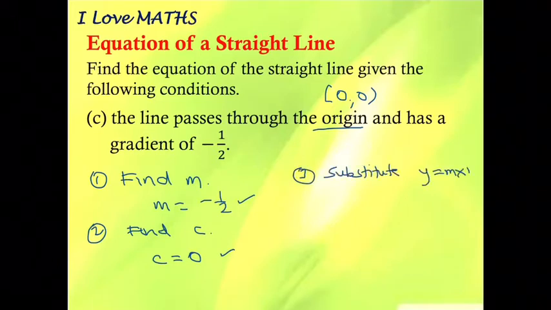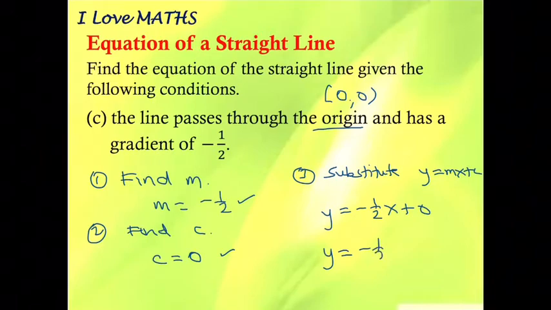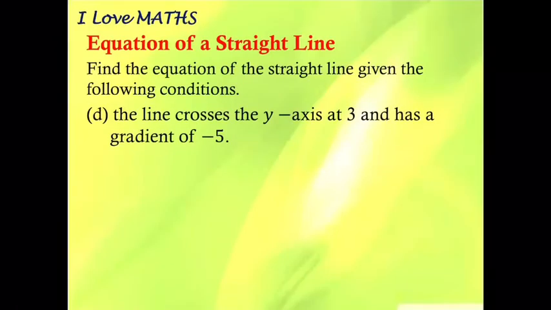Y equals mx plus c. So the equation is y equals negative 1/2 x plus c. To simplify, y equals negative 1/2 x. The fourth example. The line crosses the y-axis at 3 and has a gradient of negative 5.